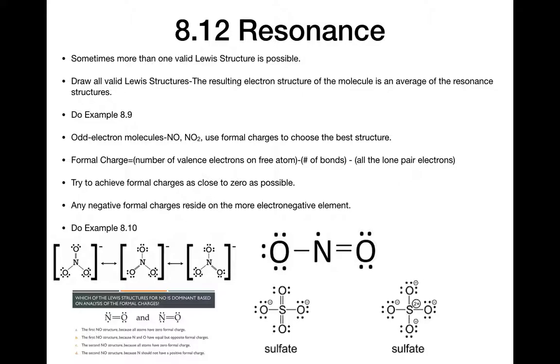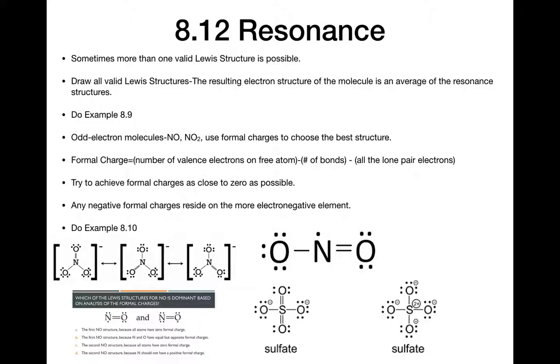In the case of odd electron molecules, the best approach is to use formal charge to determine the best structure. Formal charge is a calculation that's made by starting with the number of valence electrons on a single free atom and then subtracting 1 for every bond attached to that atom and 2 for every lone pair.